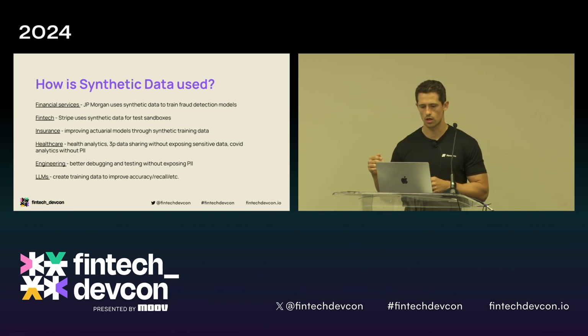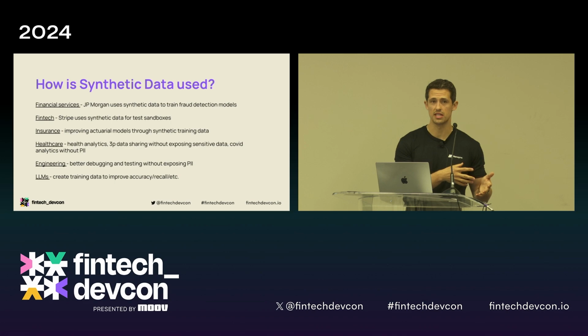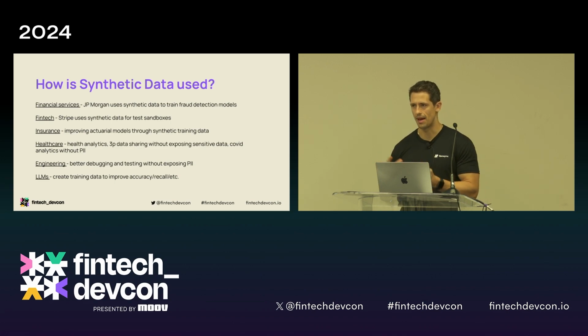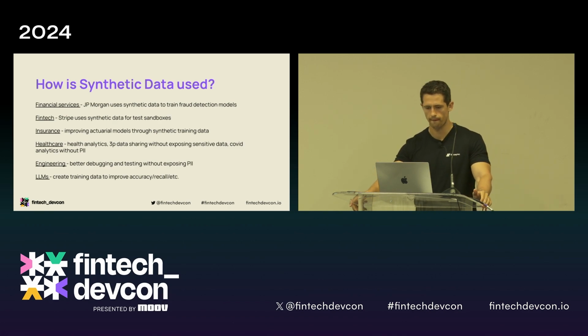The other side of that is maybe you want to bias your model for a particular use case, but you don't see enough of that, or maybe you don't see any of it. You can generate synthetic data that matches that distribution so that your model is a little more encompassing of these edge cases that you'd want to test for.